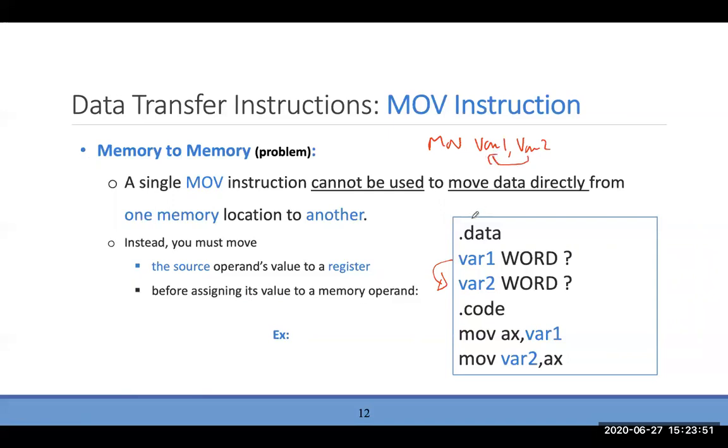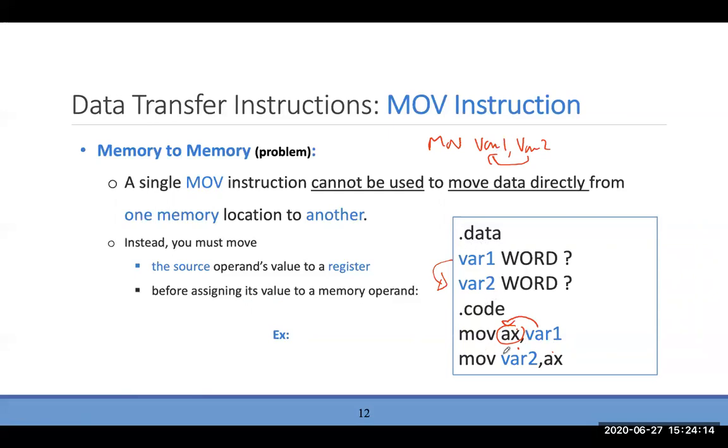If you do it, you're going to get an error. But we can use a register, right? Because we know that's possible. So we move var1 to a register first, and then we move what we moved to the register, the value, to var2. You see what I'm talking about? So you have to have an immediate value, or an intermediate value that's going to hold the value temporarily.